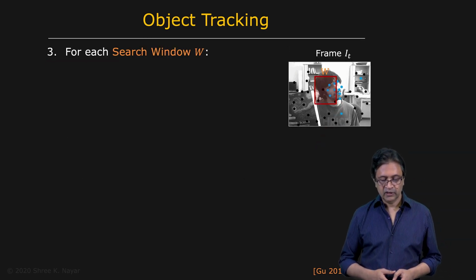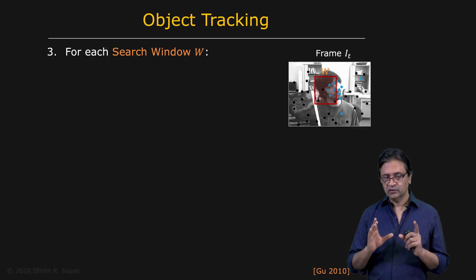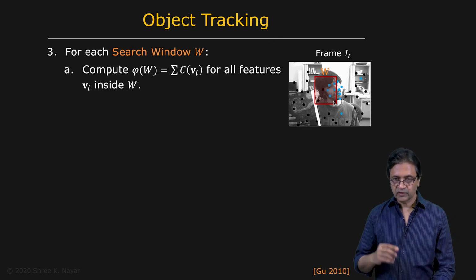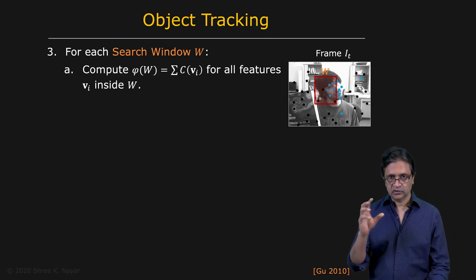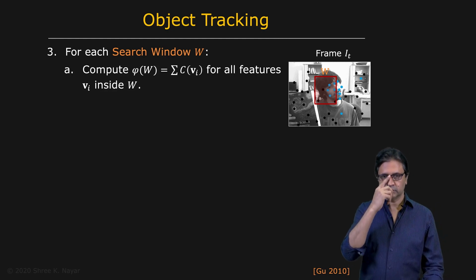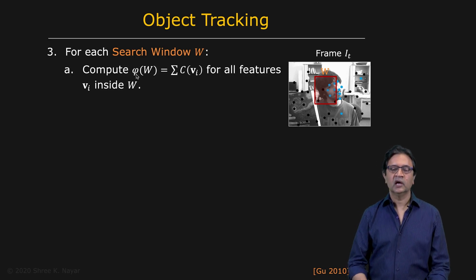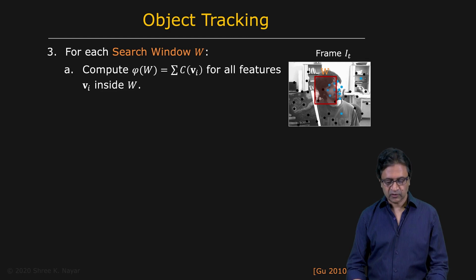Okay, so now we need to figure out where the window has moved, where the region of interest has moved. That is, we're going to try and identify the new location of the window, W. For each W that we search through, this is going to be a search process, we're going to essentially add up all the C values inside that window, W, and that's what we call psi. That is essentially telling you how much of the object is in that window, or what is the likelihood that that window captures the entire object.